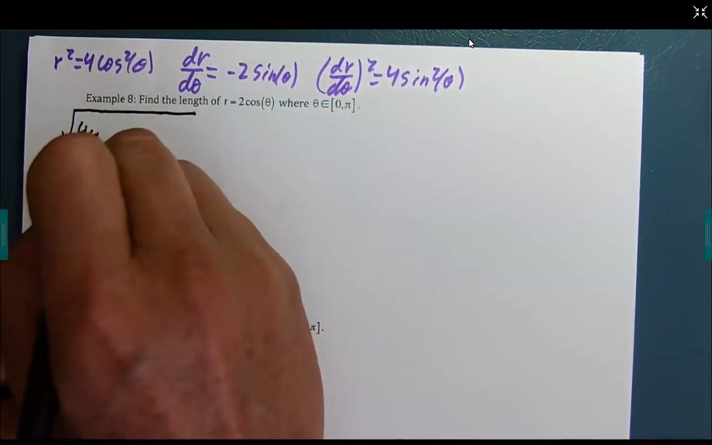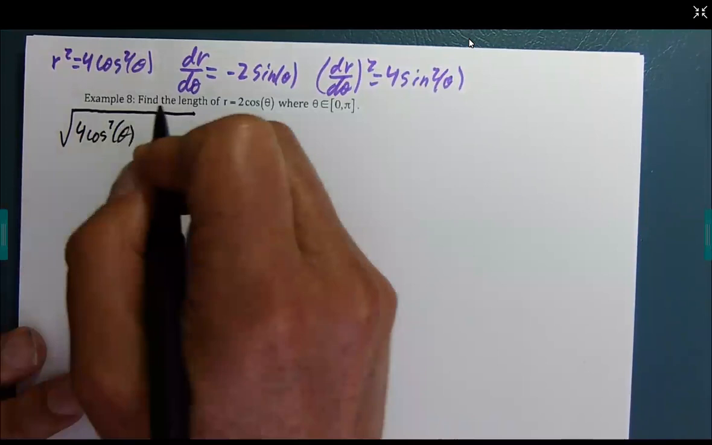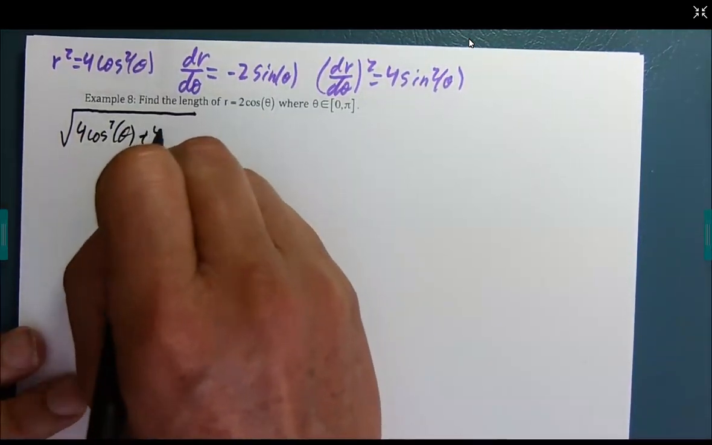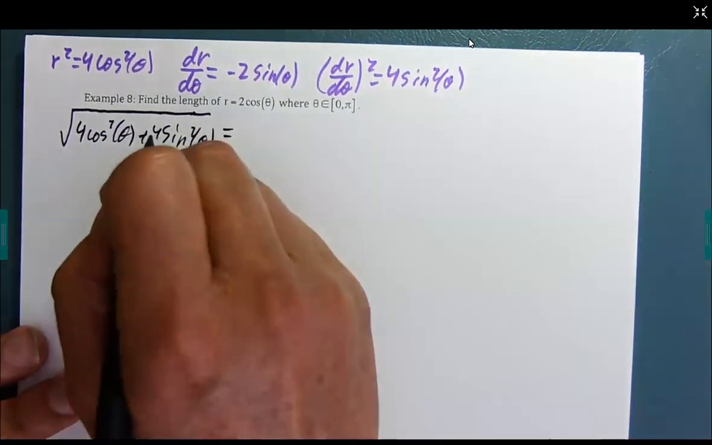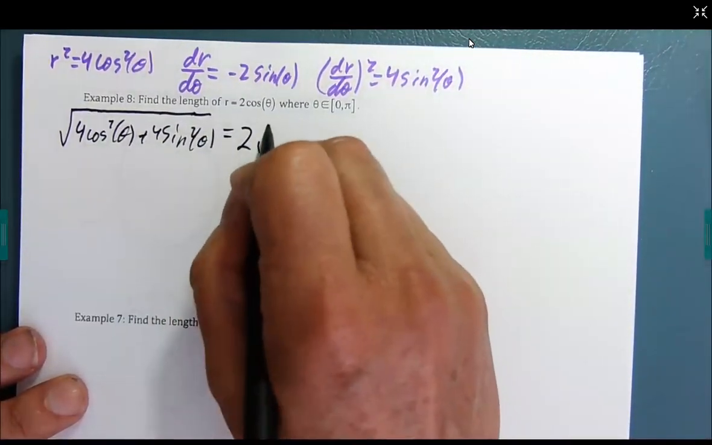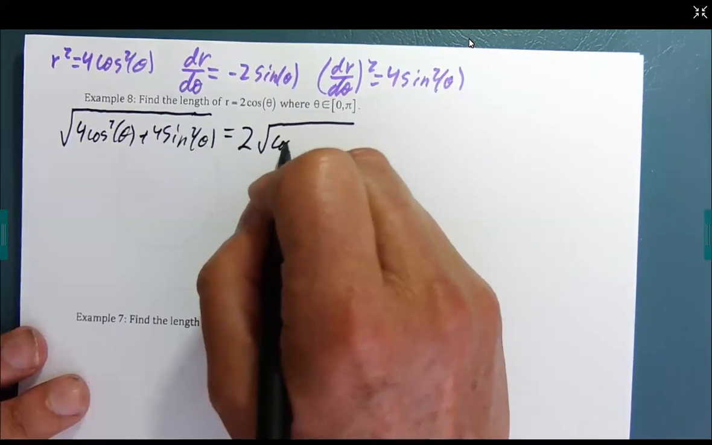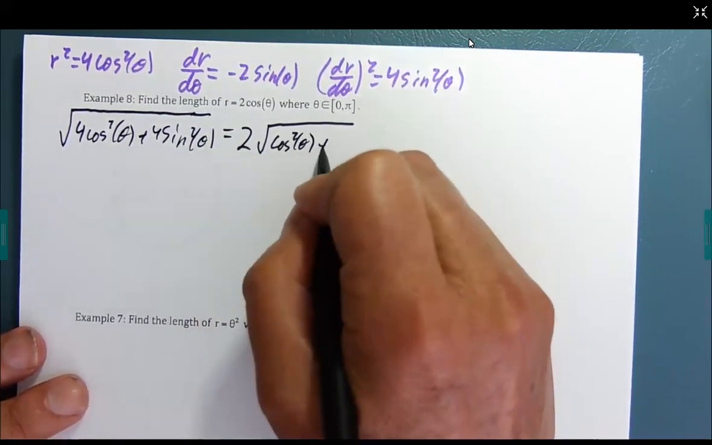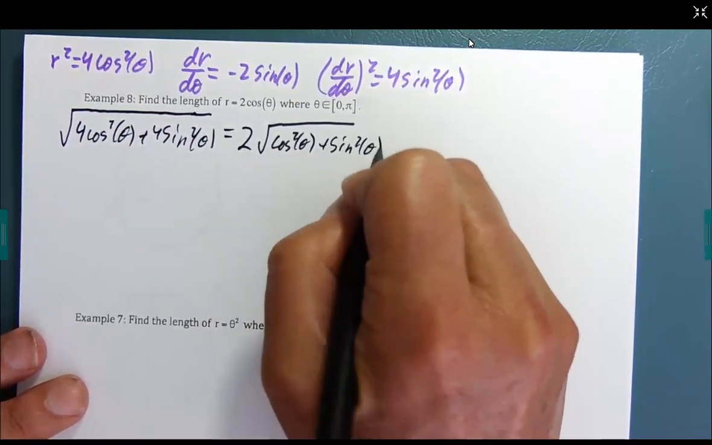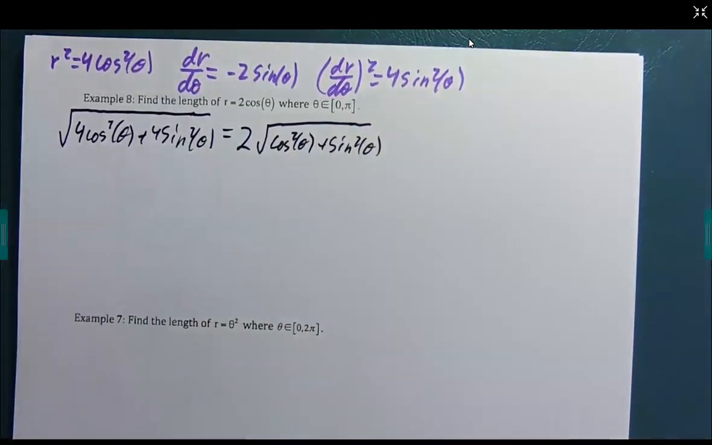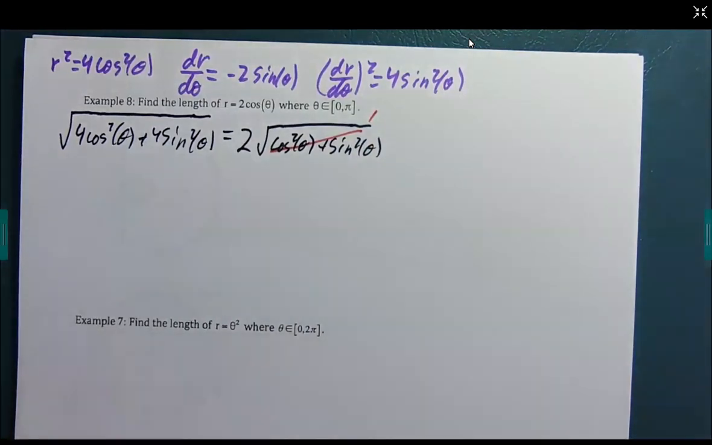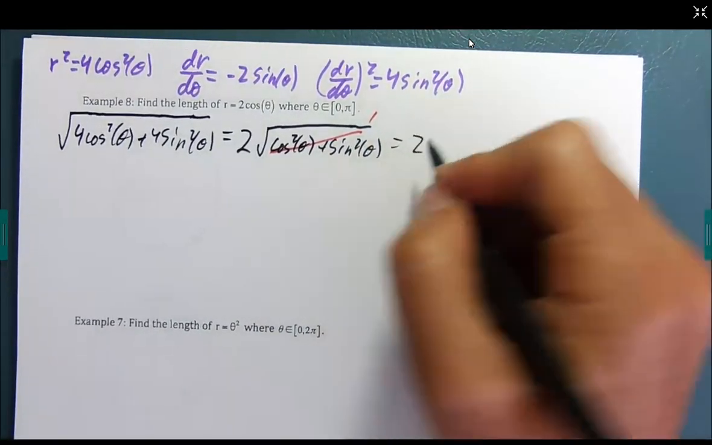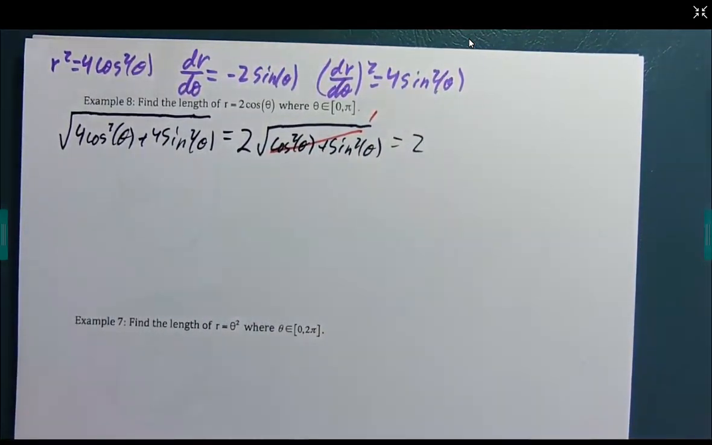So 4 cosine squared theta plus 4 sine squared theta. I can factor the 4 out, just becomes a 2 on the outside. And as we all know, this whole thing turns into a giant 1. Very nicely, all of that just becomes 2.